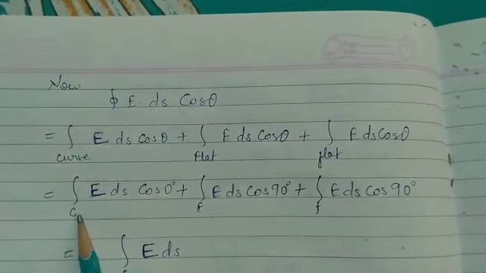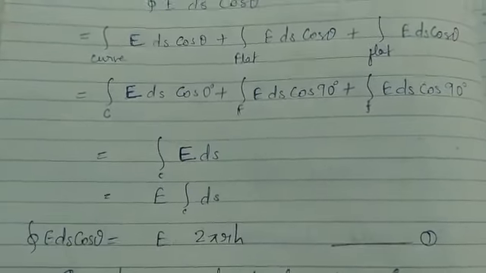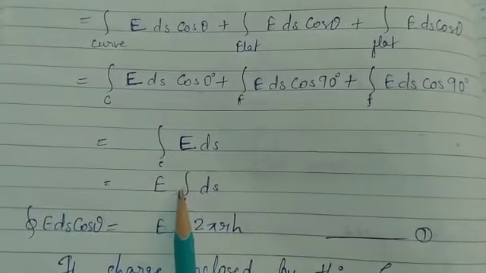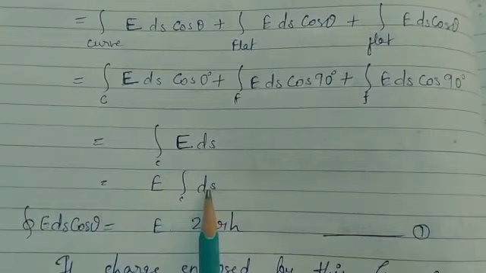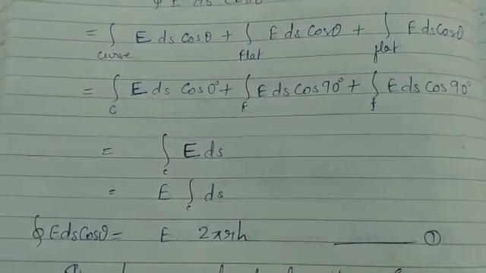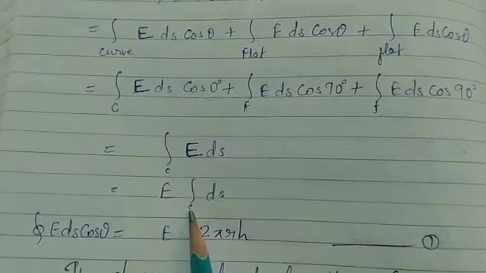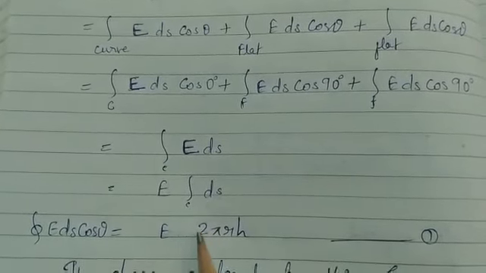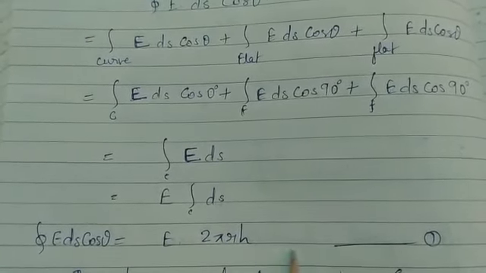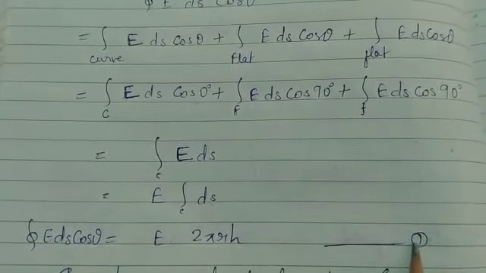So for the curved surface, what is left here? E dS. Now E is constant, so it comes out of the integration, leaving the integration of dS. That means integration over the curved surface only, not the whole surface of the cylinder. The curved surface area of the cylinder is 2 pi r h. So this is the first value we have derived for the closed integral of E dS cos theta. Give it equation number 1.